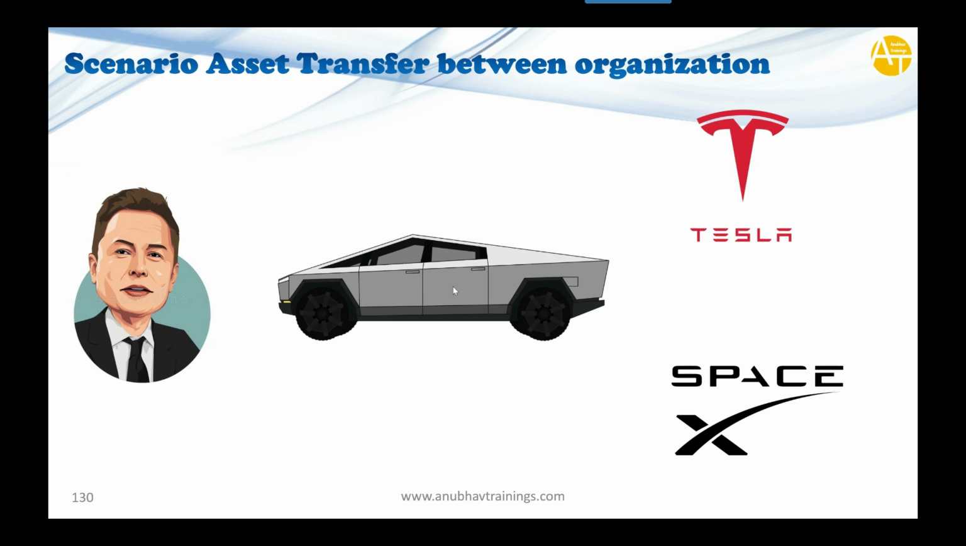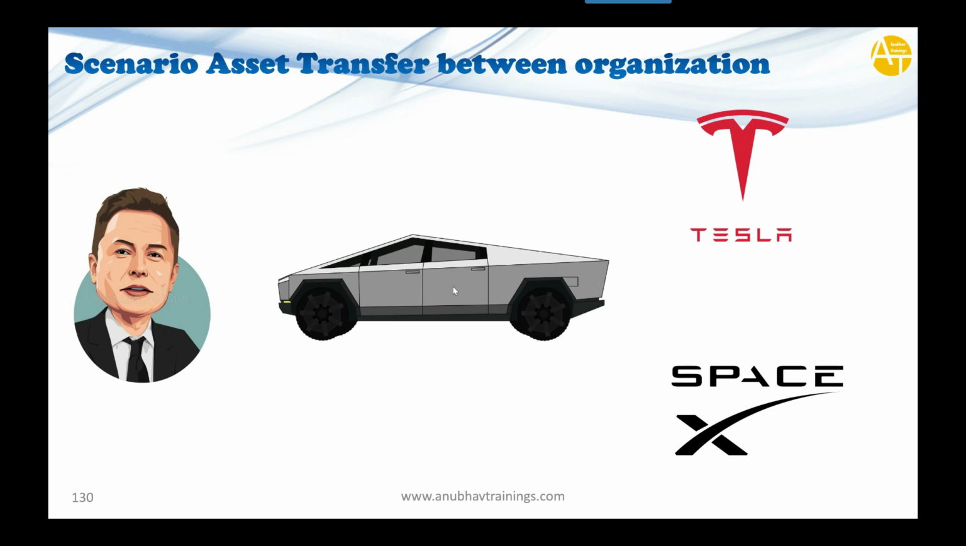It could be a computer, it could be a building, it could be real estate, it could be some people. These are all assets of a company. So the Cybertruck is one of the assets of Tesla, owned by Tesla. And what Elon Musk wants to do now is transfer some Cybertrucks from Tesla to SpaceX. Eventually they will be owned by SpaceX, and SpaceX as an organization can use these Cybertrucks. So that is the requirement we have.